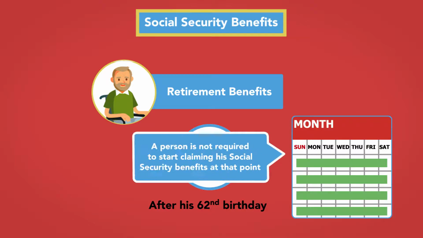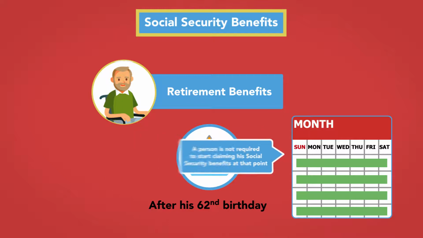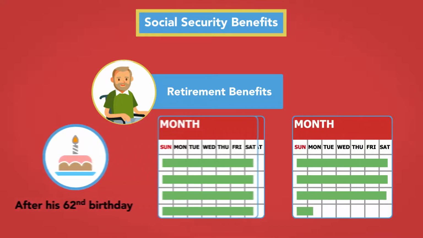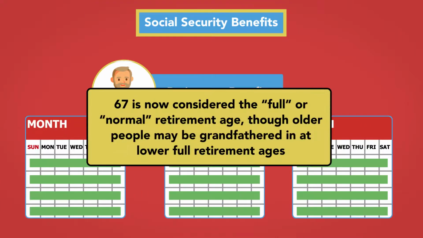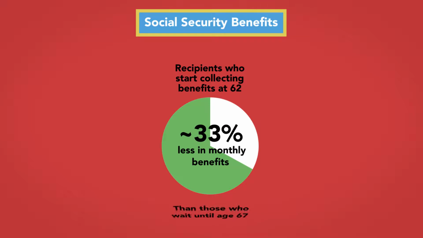However, a person is not required to start claiming his Social Security benefits at that point. A person can choose to wait much longer to start receiving benefits. 67 is now considered the full or normal retirement age, though older people may be grandfathered in at lower full retirement ages. Recipients who start collecting benefits at 62 receive almost 33% less in monthly benefits than those who wait until age 67.